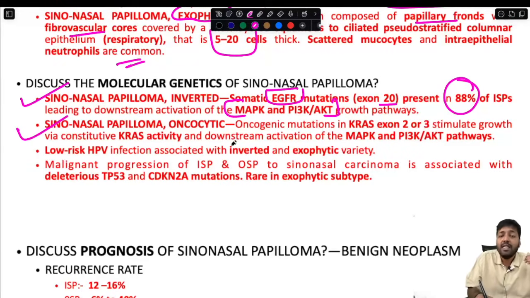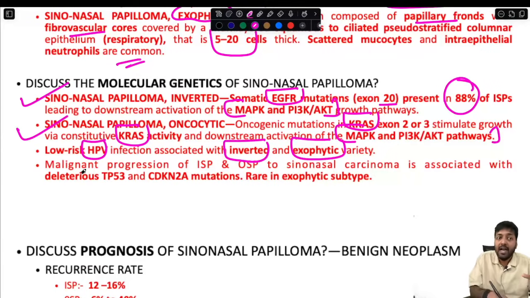Secondly, you have the oncocytic variety. In the oncocytic variety, oncogenic mutations in KRAS exon 2 or 3 are present, which stimulate growth via KRAS activity and downstream activation of MAP kinase and PI3K AKT pathways. Now remember, the low risk HPV infection is associated only with the inverted variety and the exophytic variety. It is not associated with the oncocytic variety.